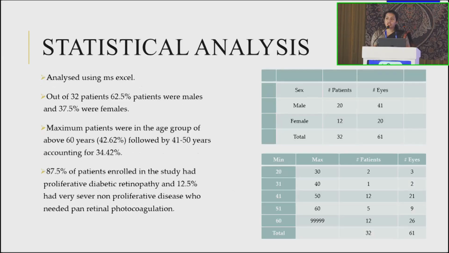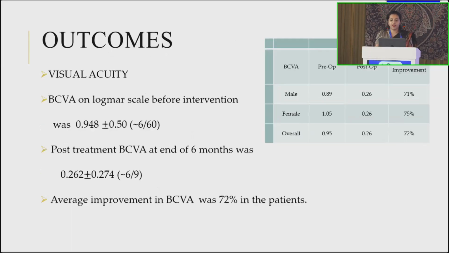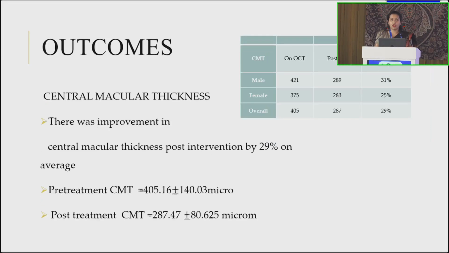So we did stats using MS Excel, and out of 32 patients, 62.5% were males and 37.5% were females. Maximum patients were in the age group above 60 years, and 87.5% of patients had PDR and 12.5% had very severe NPDR. We measured the outcomes in terms of visual acuity and CMT. The visual acuity on logMAR before intervention was approximately 6.6 on average, and after intervention at the end of 6 months was 6.9, and there was a 72% improvement in patients.